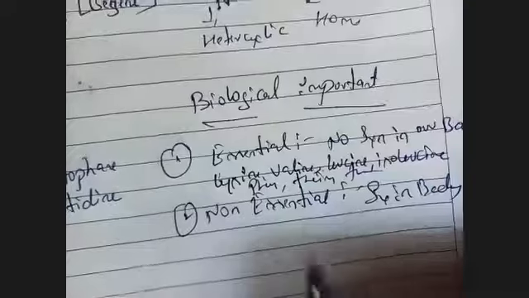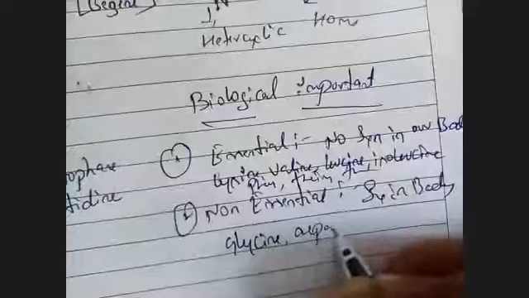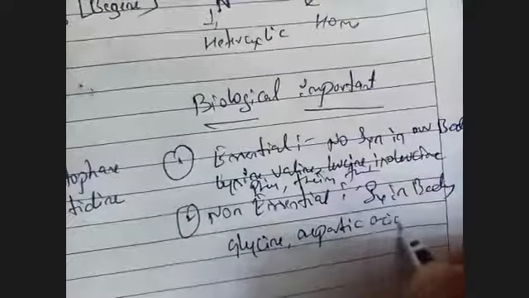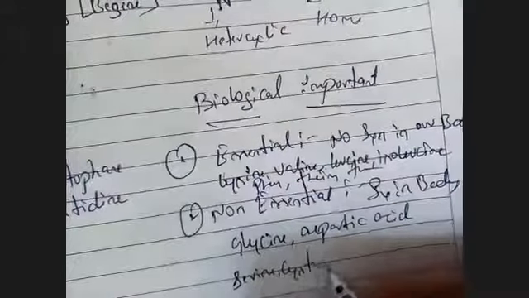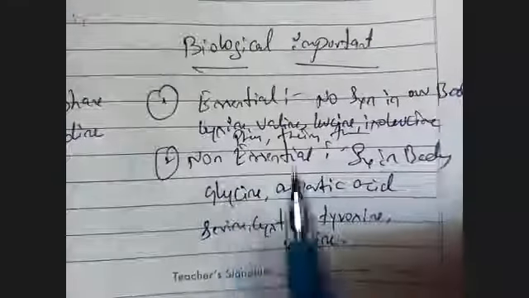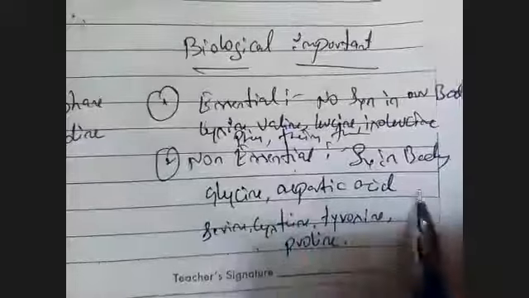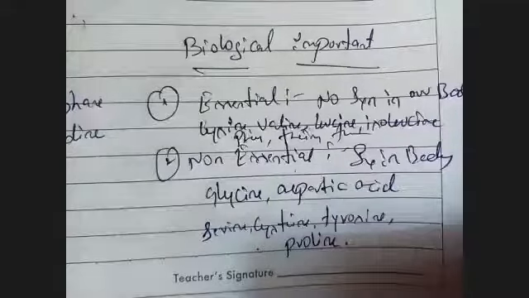The non-essential amino acids are glycine, aspartic acid, serine, cysteine, tyrosine, and proline. You have limited non-essential amino acids: glycine, aspartic acid, serine, cysteine, tyrosine, and proline. Okay, shall we move on?